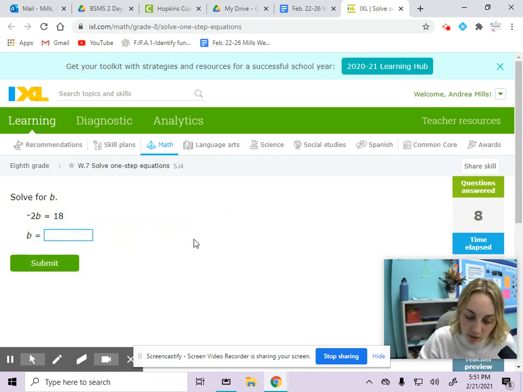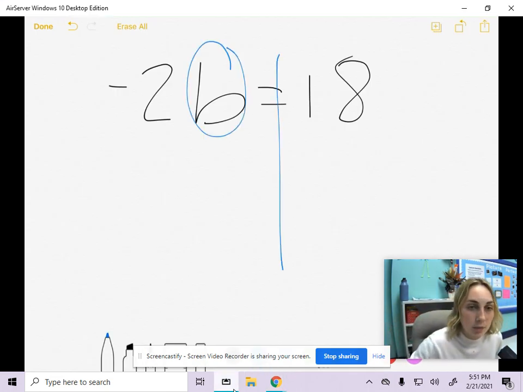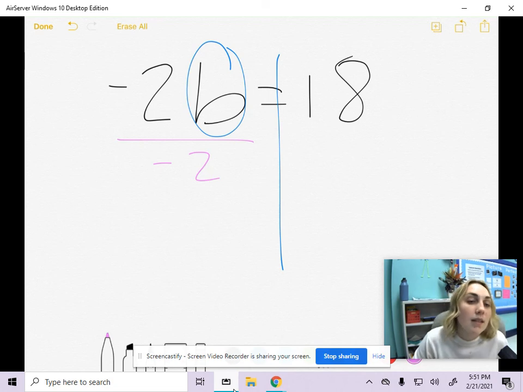Okay, so similar to what we just did, except this is multiplication again. So we want to get b by itself, and to get b by itself, again, this is multiplication. B is being multiplied by negative 2. Well, the opposite of being multiplied by negative 2 is getting divided by negative 2. And if we do it on one side of the equation, we have to do it on the other side of the equation as well.